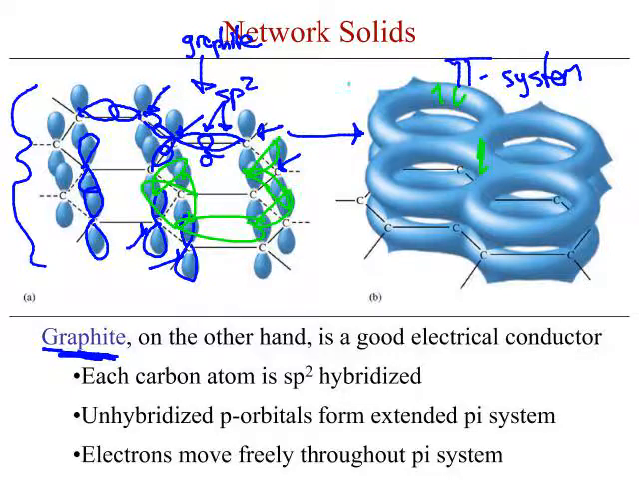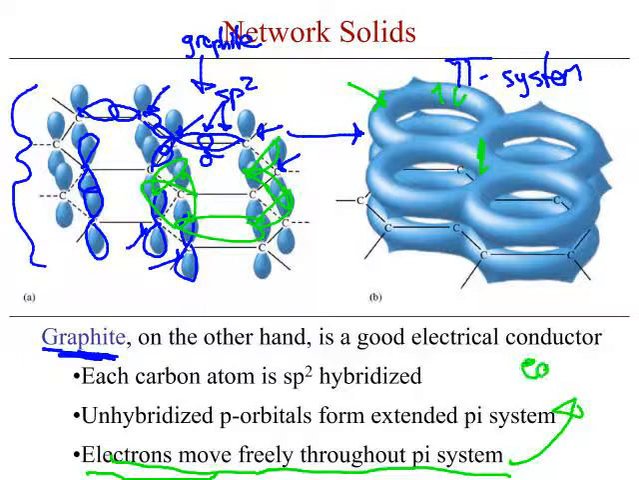Now, because we have this pi system, where we have delocalized electrons, these electrons can move around. Because the electrons are free to move throughout this pi system, that means that graphite conducts electricity, okay, because the electrons are free to move around. So diamond and graphite have very different properties. The different properties are due to the different ways that they bond and the different hybridization on the carbon atoms.